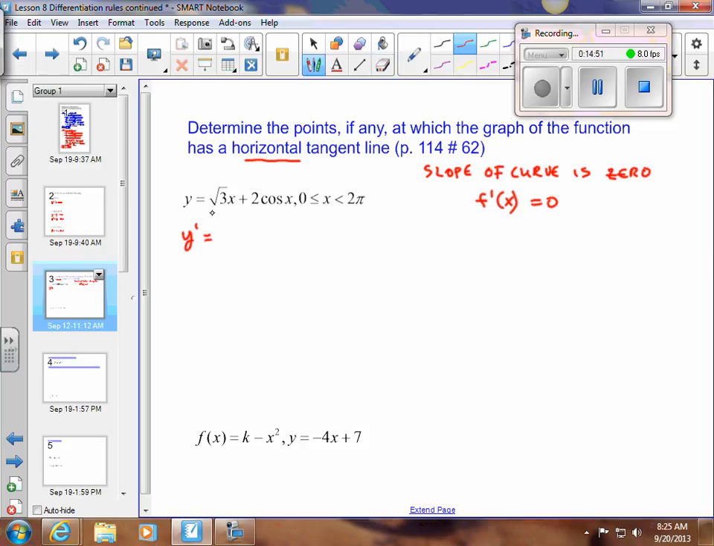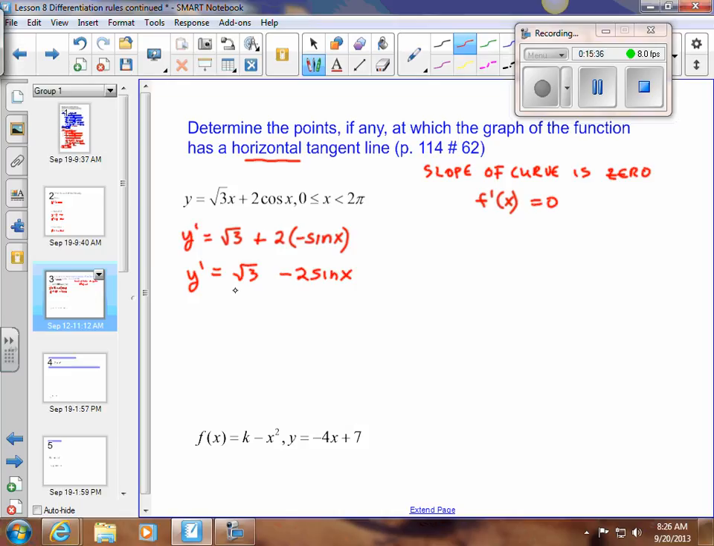So the derivative of square root of 3 times x is the square root of 3 times the derivative of x, which is 1. The derivative of 2 times cosine of x is 2 times the derivative of cosine of x, which is negative sine of x. Now, when you get into doing these, you could certainly skip that step and write it as square root of 3 minus 2 sine of x. But there's no need to get in a hurry until you understand the rules and learn them well.